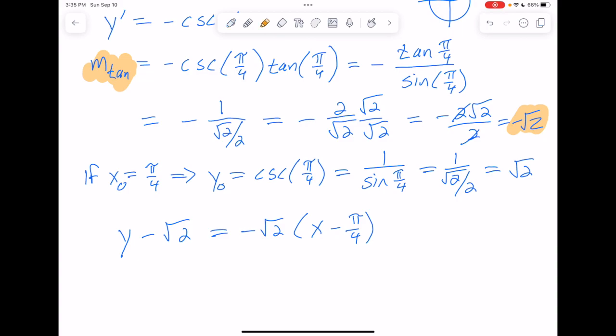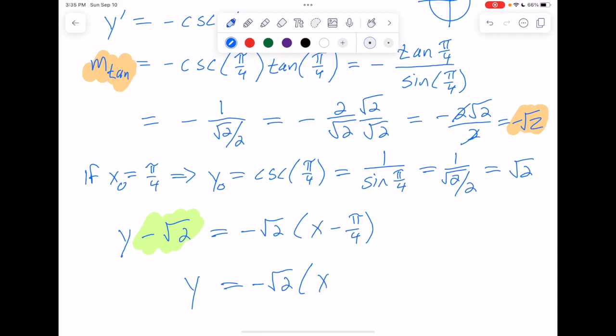So we could take this piece right here and add that to both sides. I'll go ahead and do that so we can look at it in the graphing calculator. So we'd get y equals negative root 2 times x minus pi over 4. And then we're moving that over, so that would be a plus root 2. So I'm going to say there's my equation of my tangent line. There's my answer to the overall question. It is this piece right here.